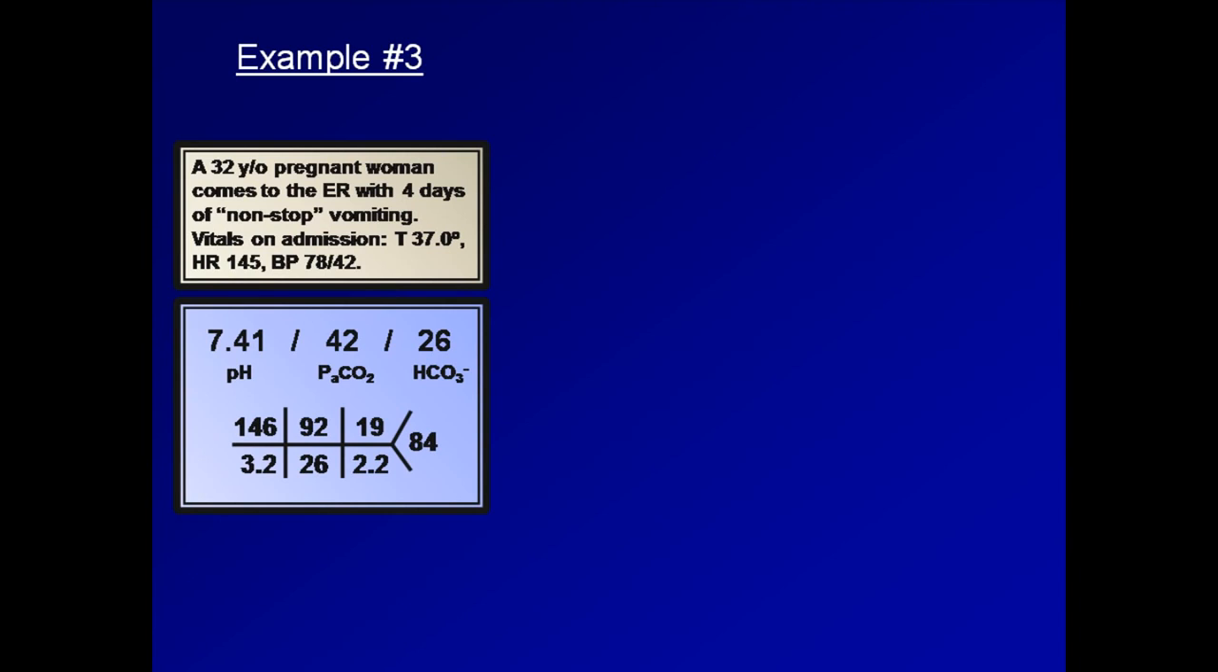From her ABG, it doesn't appear that she has any metabolic problems at all, and it would be easy to miss what's actually going on here. But let's take a close look at her chemistry panel. Aside from the elevated creatinine and low potassium, her anion gap is 146 minus 92 and 26, which is 28. So how is it possible to have such an elevated anion gap but completely normal looking ABG?